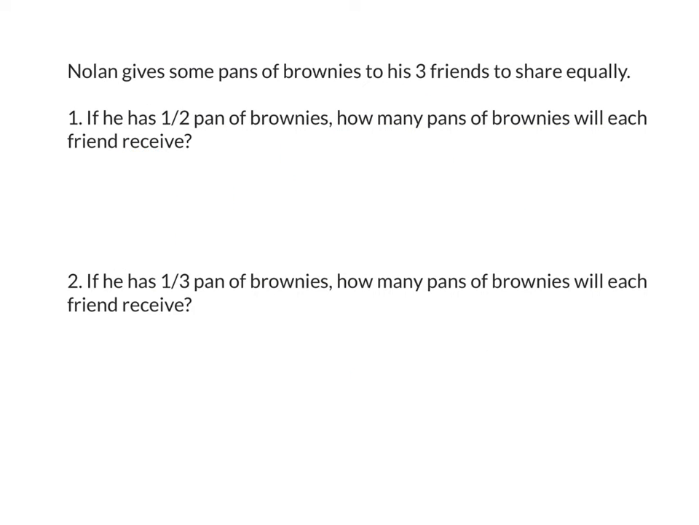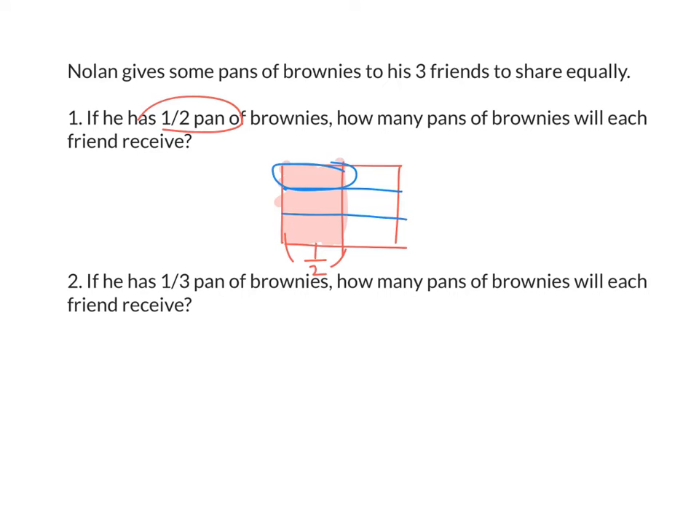Nolan still is sharing brownies with his 3 friends. This time the question says if he has half a pan of brownies, how many pans of brownies will each friend receive? Well, we have half a pan, so he doesn't have a whole pan this time. He only has half a pan. Okay, and we can, of course, label this as 1/2 of a pan. And he has to split that pan equally into 3 equal slices, and 1 friend can receive this.